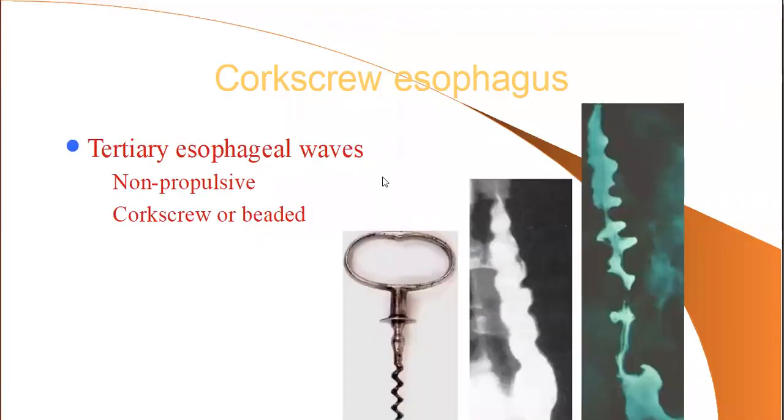So again, this is the corkscrew. Just to tell you, what is this? Another easy one, very easy one, right? So this is, I think, MBBS level images. Yeah, this is achalasia, correct.